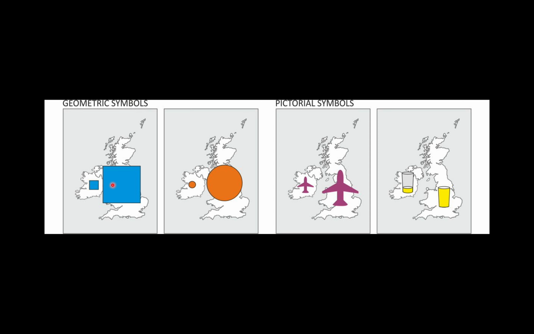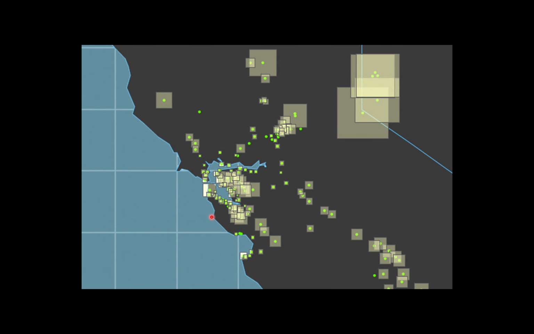Oftentimes, I say 95% of the time the circle's the best choice, but there are occasions when something else is better, whether that's a very specific thematic type of map you're making for air travel or for drinking behaviors, for instance, or if the shape of your geographic areas lends itself to a more square symbology, sometimes that can be effective as well. But oftentimes, circle is the way to go, more often than not.